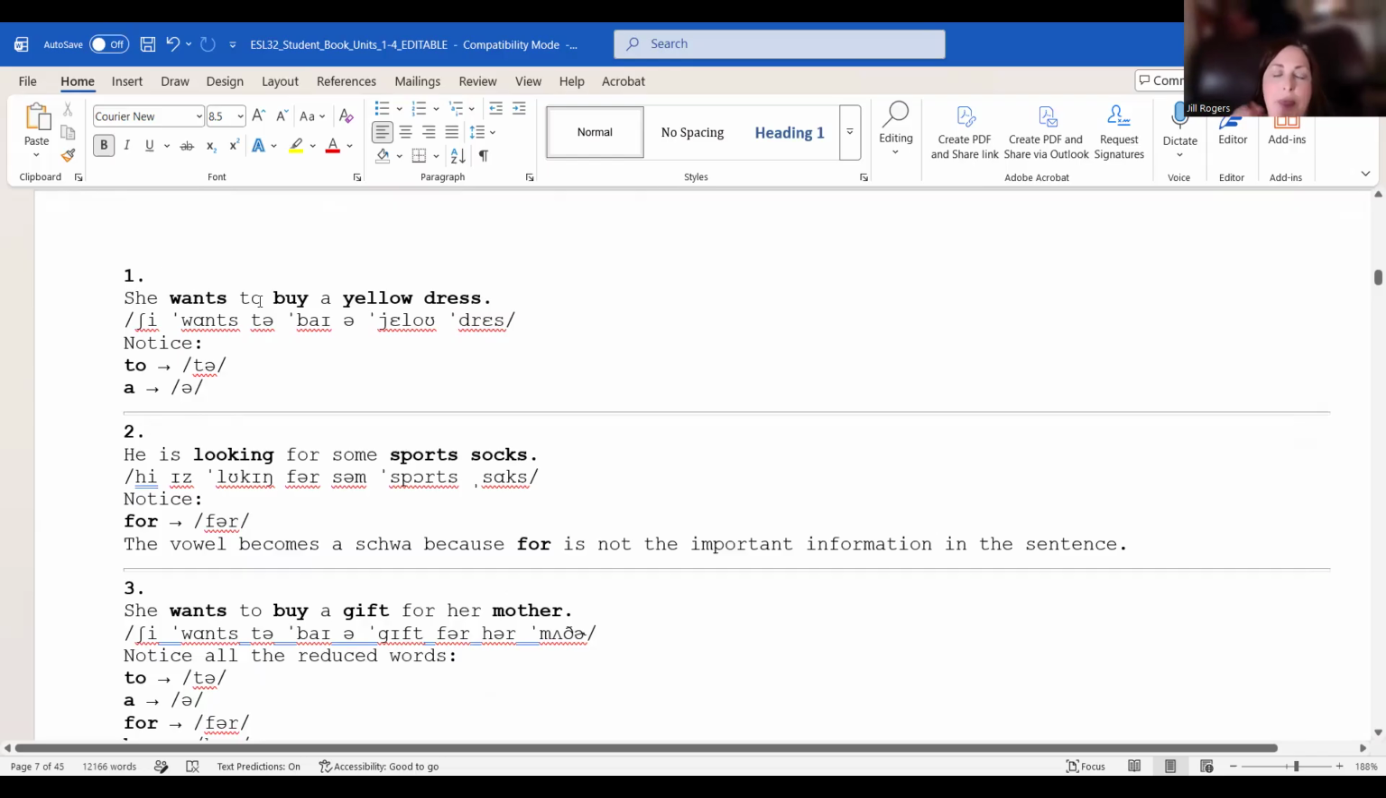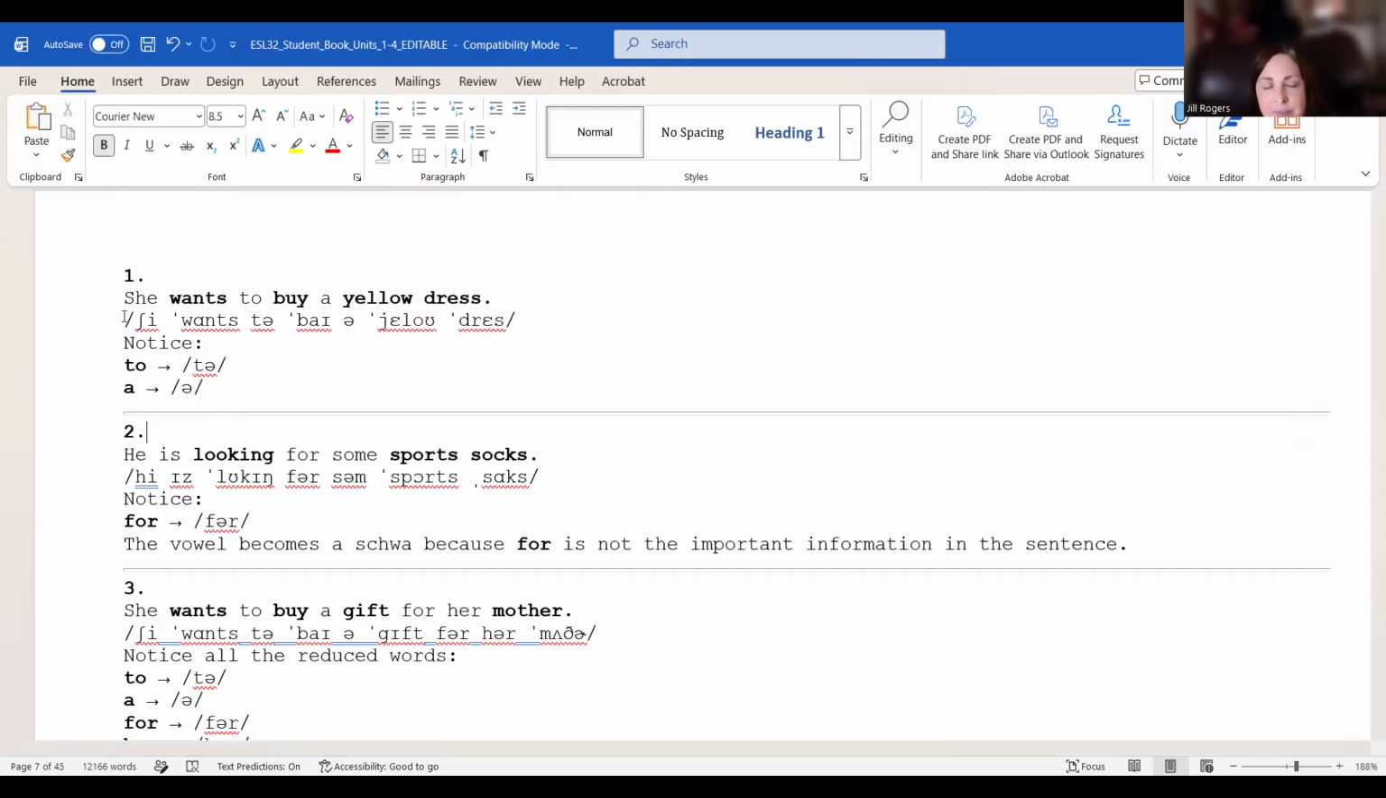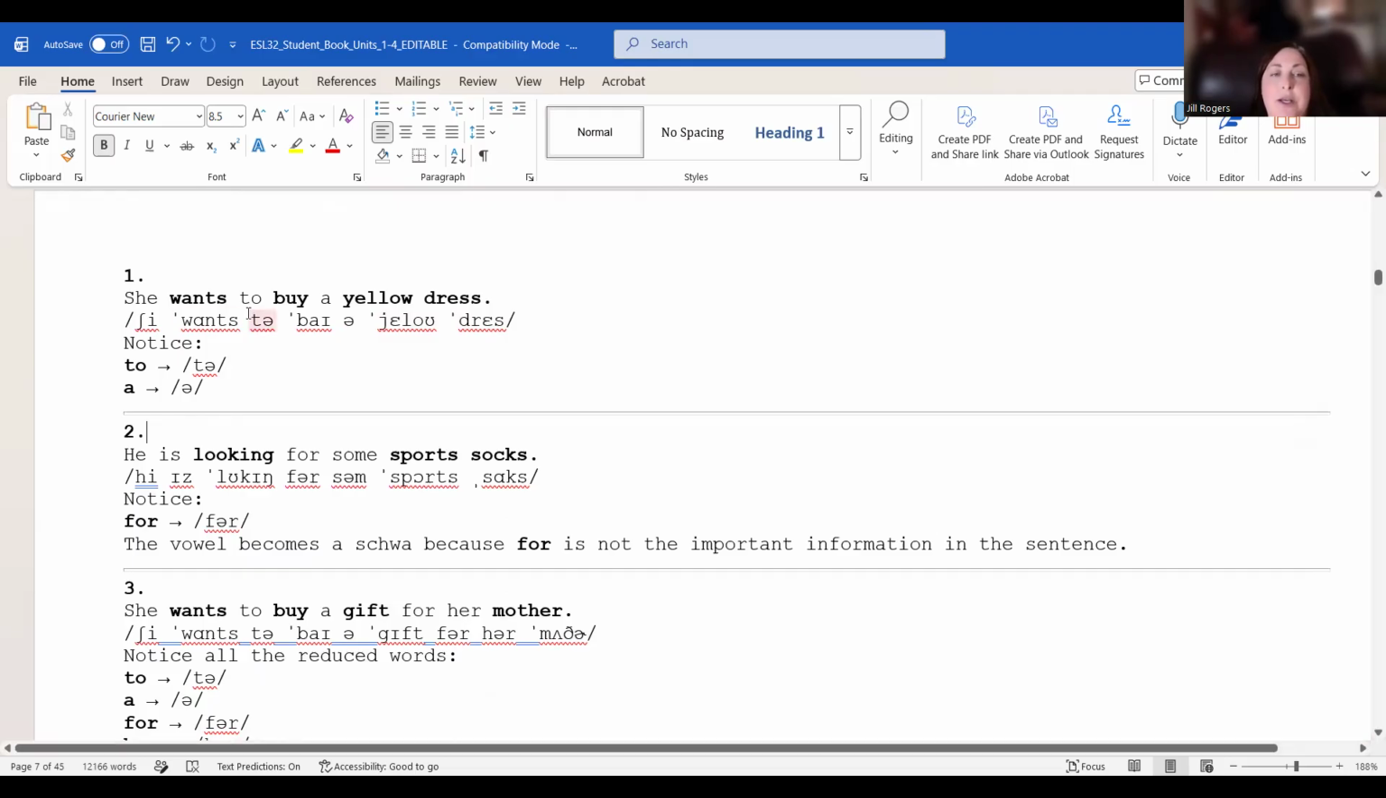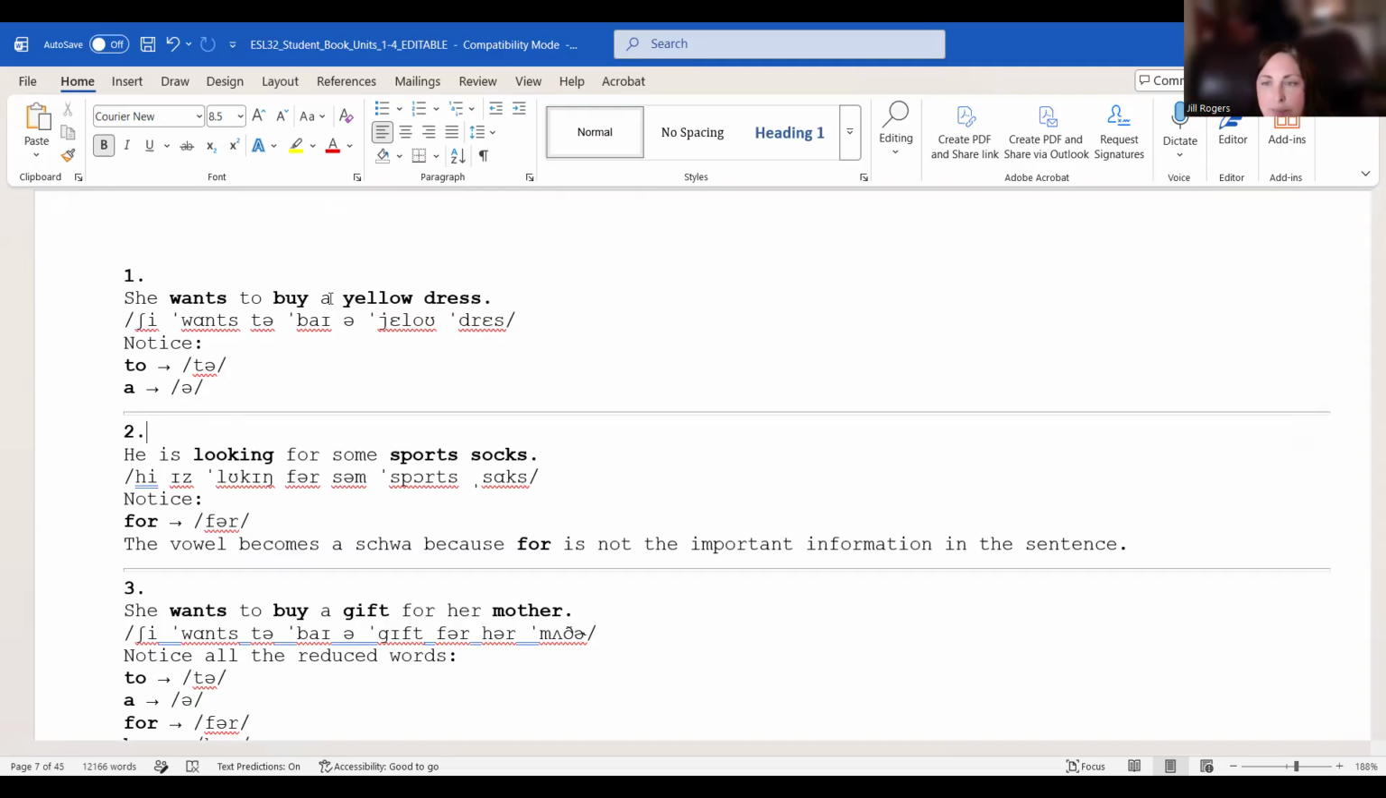She wants to buy a yellow dress. Okay, so if I exaggerate it: she wants to buy a yellow dress. Now I am reading it. So you noticed I did say to buy a yellow dress. I'm reading it. I'm being your teacher. I'm saying it slowly. And let's just go ahead and first look at the stress.